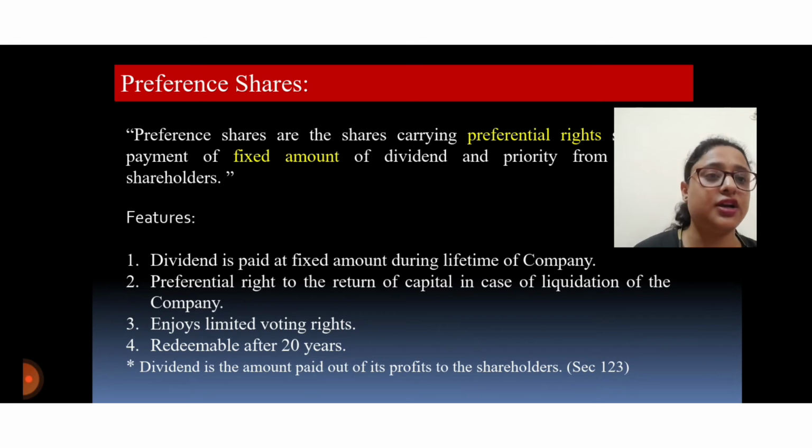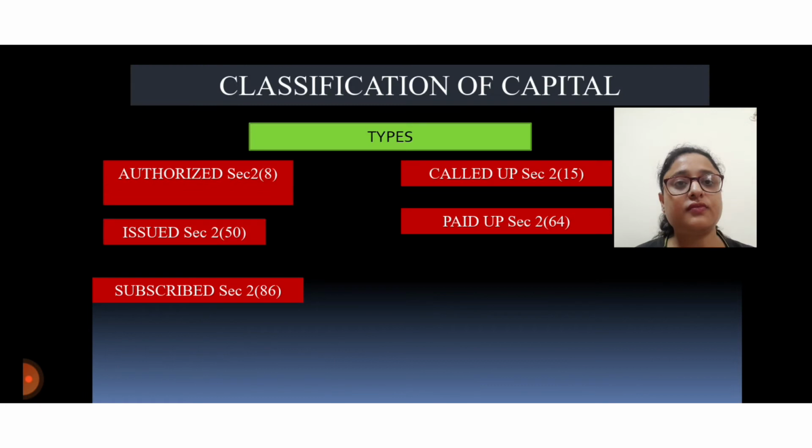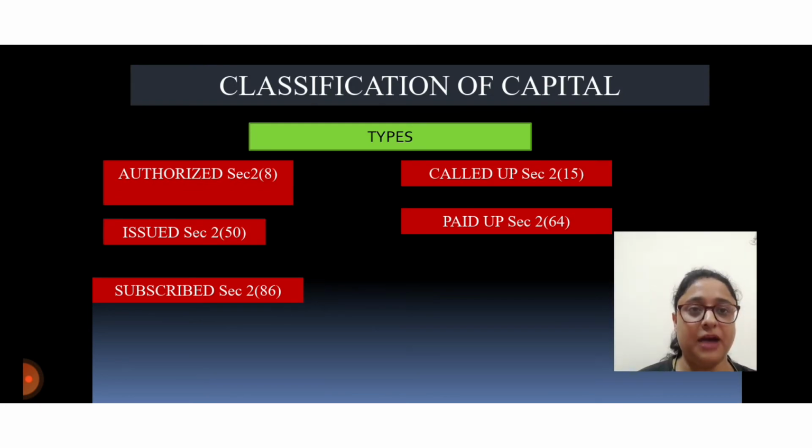Previously there was non-redeemable, where it was not necessary to redeem the preference shares. Now that provision has been removed under the Companies Act. So every preference share is a redeemable preference share, and it has to be redeemed before 20 years. Dividend is the amount paid out of profit to the shareholders. Now comes the classification of capital. Previously we were talking about the classification of shares. Now I will be talking about the classification of capital.